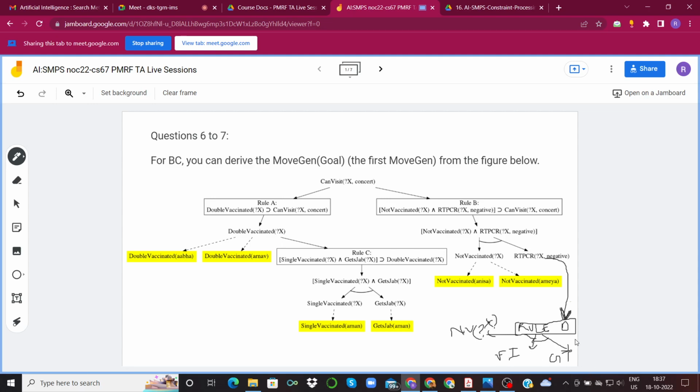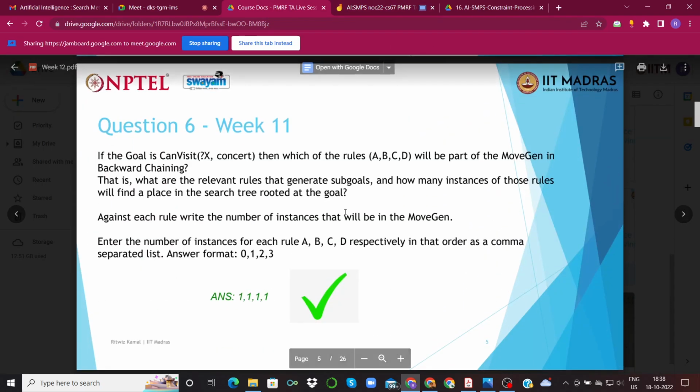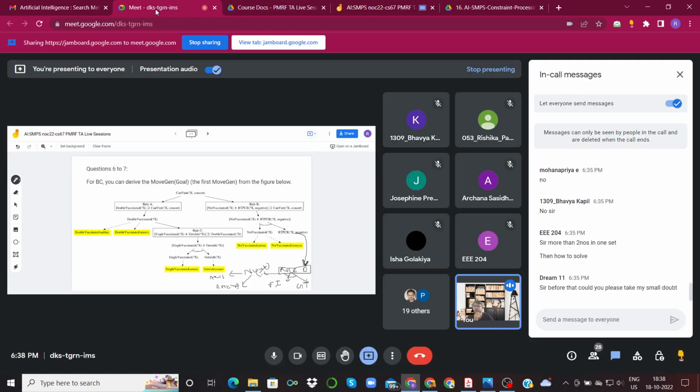These are all sub goals, and not vaccinated would have more solutions, given the fact that Anisa and Ameya were not vaccinated. So here we would have Anisa not vaccinated, and here Ameya not vaccinated. But fully isolated and gets tested would not have any solutions, because there is no fact or rule that supports them further. So the final answer would become 1111, four ones, because all four rules are present in the search tree. This is my understanding of the answer, and thanks to the attendees who pointed this out in the previous week's live session.